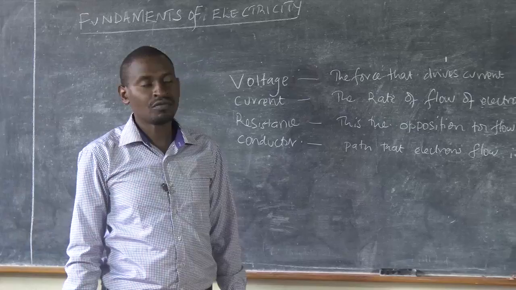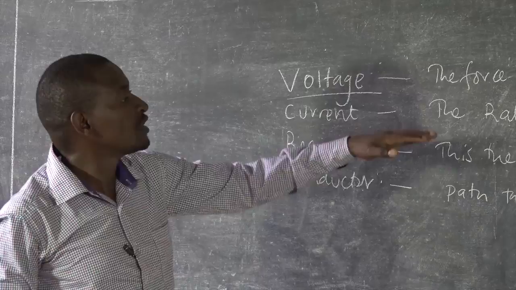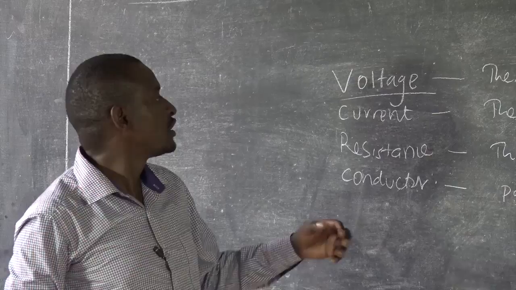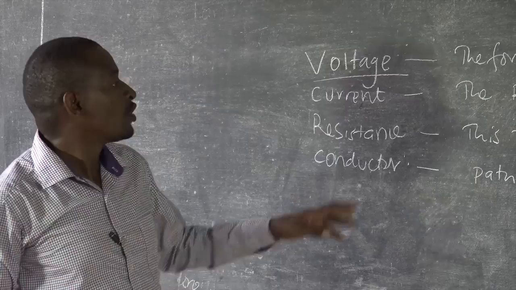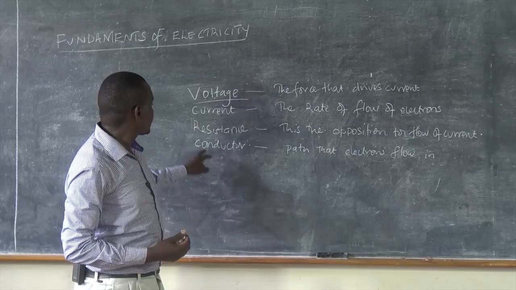Now, on voltage, we have said that the higher the voltage, the higher the amount of current that can flow. That is, the relationship that exists between voltage and current is a direct proportion. On current, we have said that current is the rate of flow of electrons, and resistance is the opposition to the flow of current. And the last item is the conductor, the path on which electrons flow.